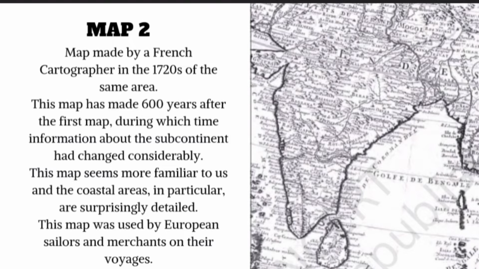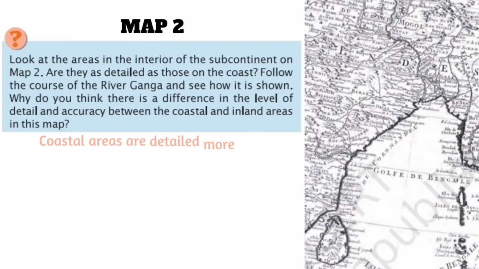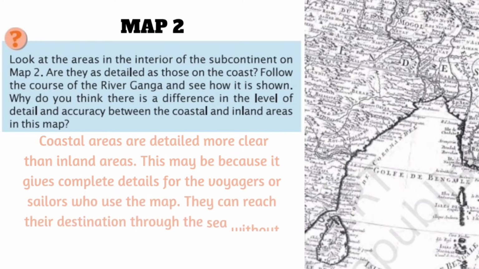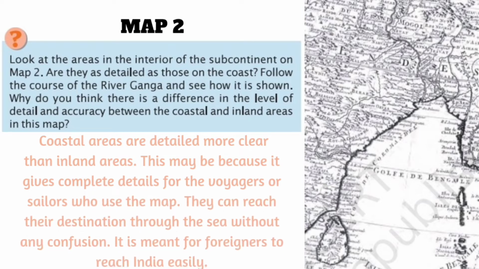Here we can see South India and Sri Lanka at the bottom side, as we can see in today's map. Now here is a question. Look at the areas in the interior of the subcontinent on map 2. Are they as detailed as those on the coast? Follow the course of the river Ganga and see how it is shown.